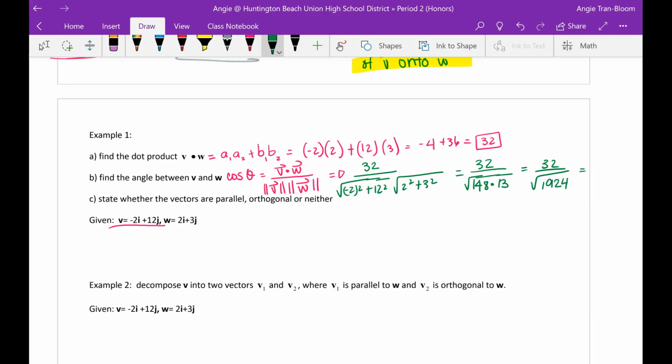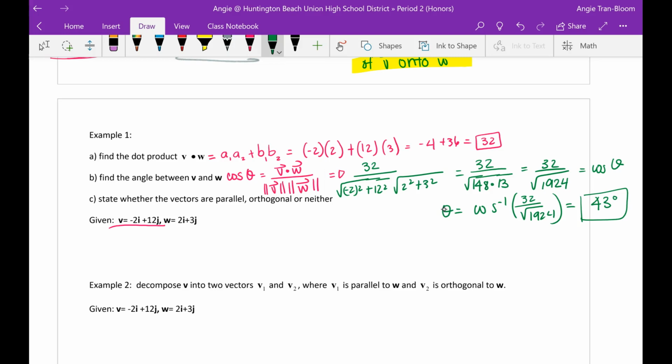Now this equals cosine of theta. I need to find theta, so now I need to use cosine inverse. So it's going to be 32 divided by the square root of 1924. Punch it into my calculator, my angle comes out to be 43 degrees. And that looks pretty good. So that's my final answer.